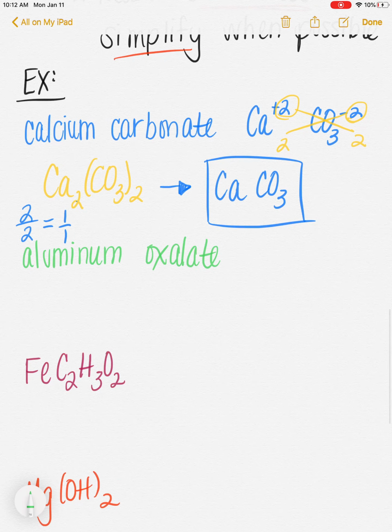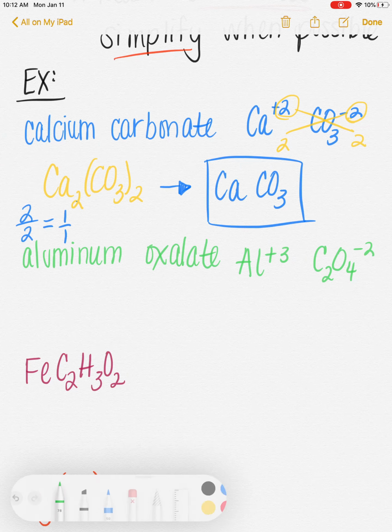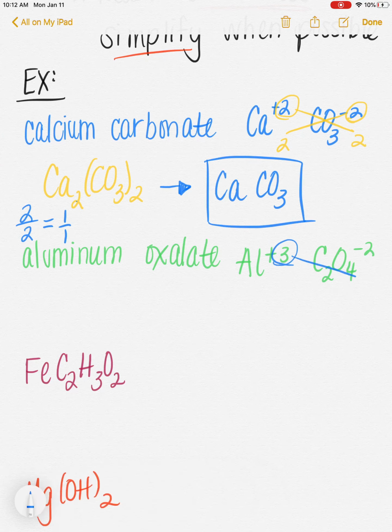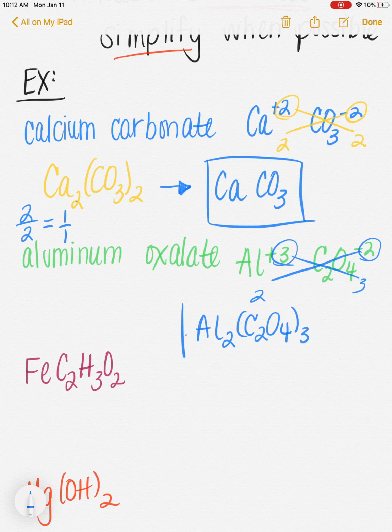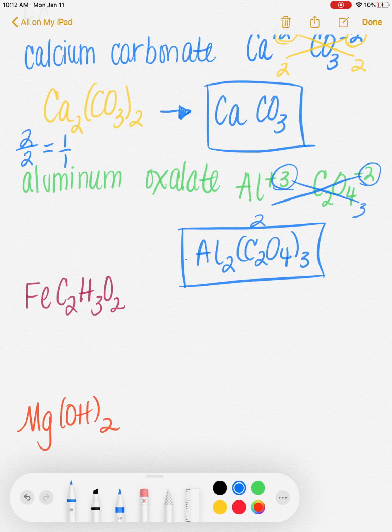Aluminum oxalate. Aluminum ion is Al3+. Oxalate, this is one of your new ions. If you don't have your ion list out, you might want to pause the video and go get it. But oxalate is C2O4 with a -2. So again, we are going to take our superscripts and cross them. And this will then become Al2(C2O4)3. This time, a 2-to-3 ratio cannot be simplified, so that is the correct formula.